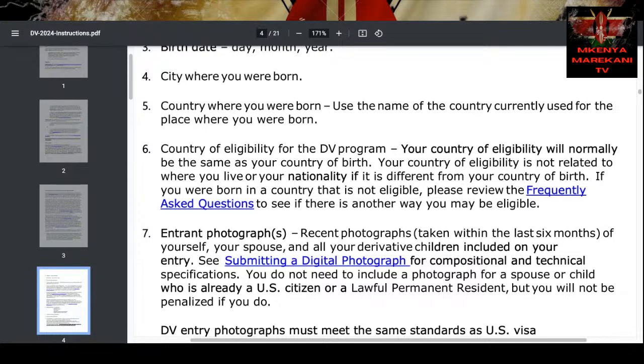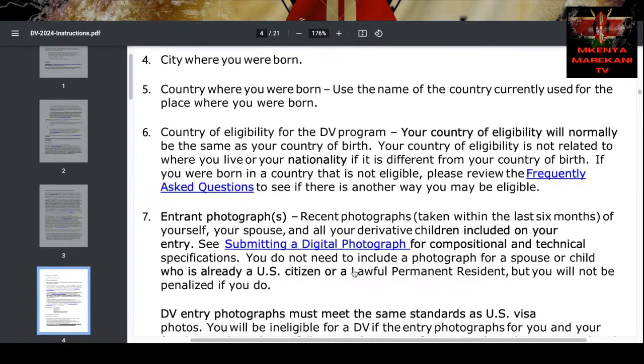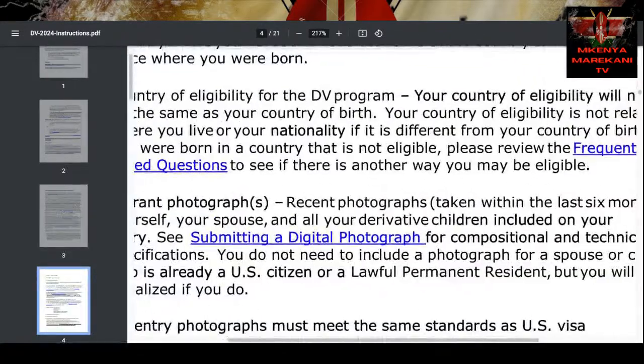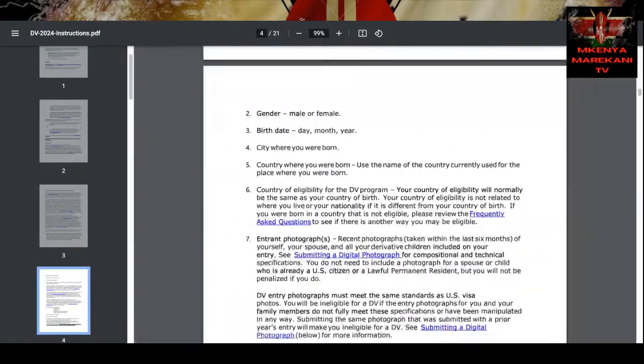Okay. Now number 7 is very, very important: entrant photographs. They need a recent photograph taken within the last 6 months of yourself. Don't bring an old picture that they can't even tell who you are. Your spouse and all your derivatives, children included, are on your entry. Tomorrow we'll be talking about the digital photograph, because it's a huge topic and there are a lot of determining factors when it comes to your photograph. So we'll talk about that tomorrow.